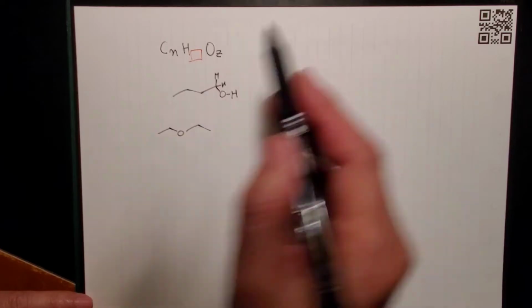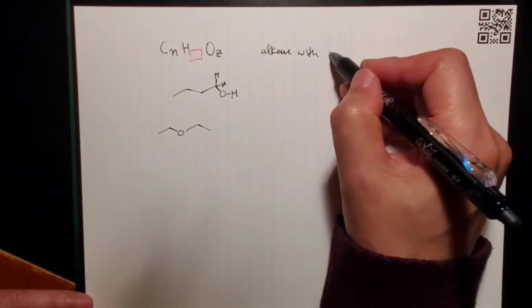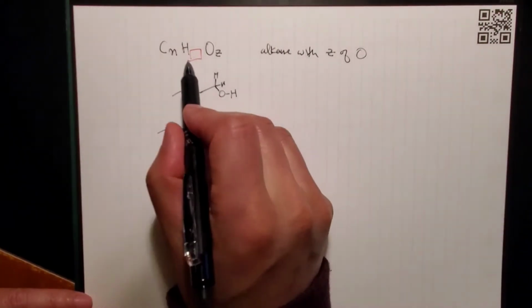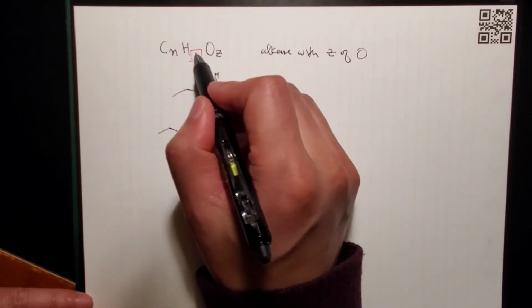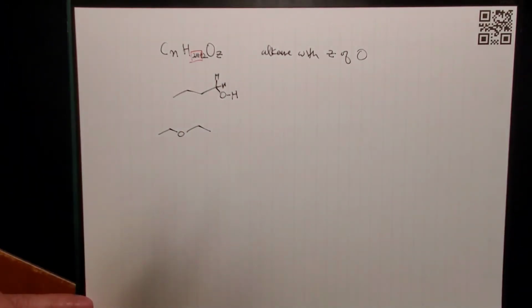So if this was an alkane with whatever number of oxygen in it, the formula should be the same as the normal alkane, so 2n plus 2. Even for the alkene, same. Alkyne, same. And the cycloalkane, cycloalkene, cycloalkyne, the formula does not change from the original formula for each type of hydrocarbon.